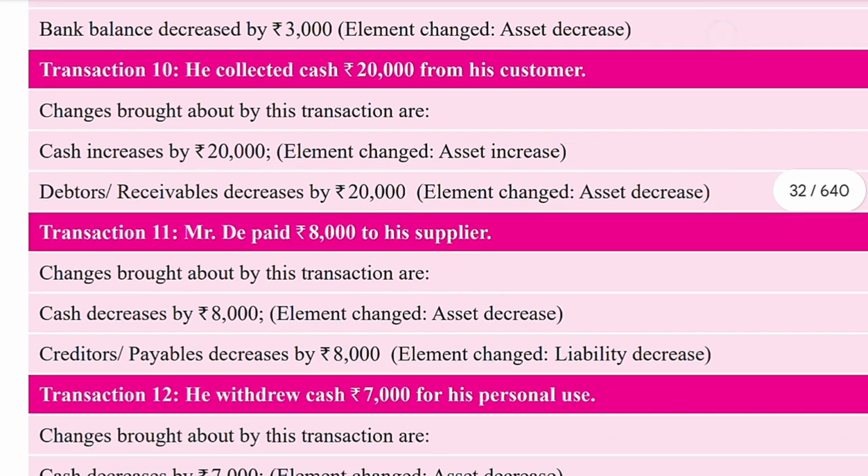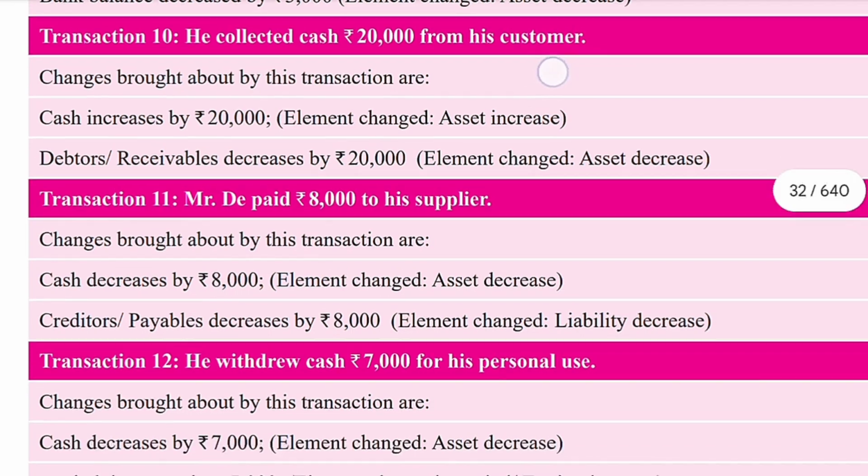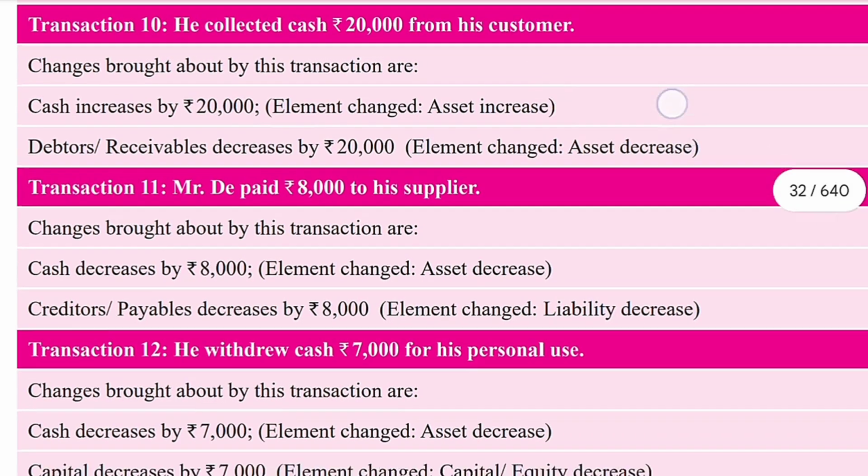That's it. Transaction number 10, he's collecting cash of rupees 20,000 from his customer. So cash is increasing, right? Cash is an asset, so we'll debit it 20,000. And what happens? Debtors decreases, means the people who are owing money to us is decreasing as he's paying us. Debtors is also an asset, so the asset is decreasing here. And when the debtors are paying us the cash, cash is increasing. Cash is also an asset, so asset increases and asset decreases as well when we collect money from our customers.